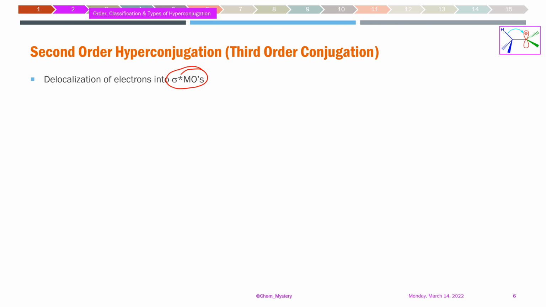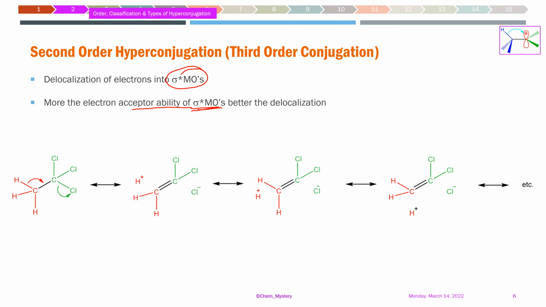And again, that thing is very much the same: the better the electron donor ability and the electron acceptor ability of the sigma star molecular orbital, the better the delocalization would be, and the better the stability. We have here an example of a molecule, which we call methyl chloroform. If you see here, these carbon hydrogen bonds are electron rich. These sigma bonded electrons can be delocalized into this carbon chlorine bond.